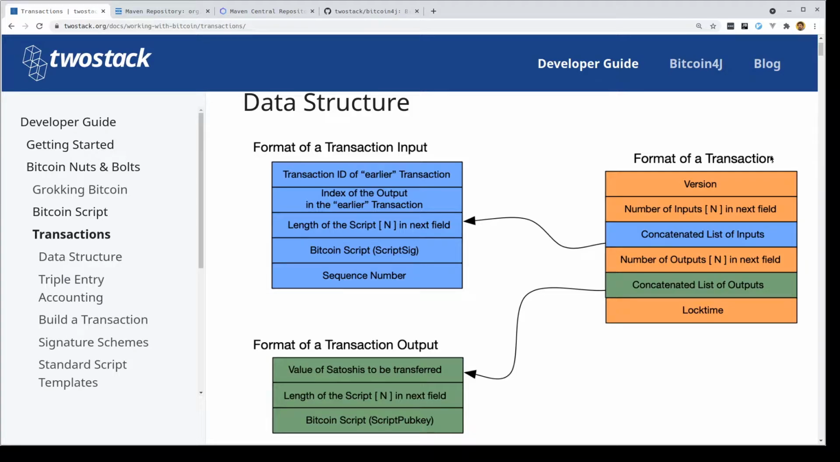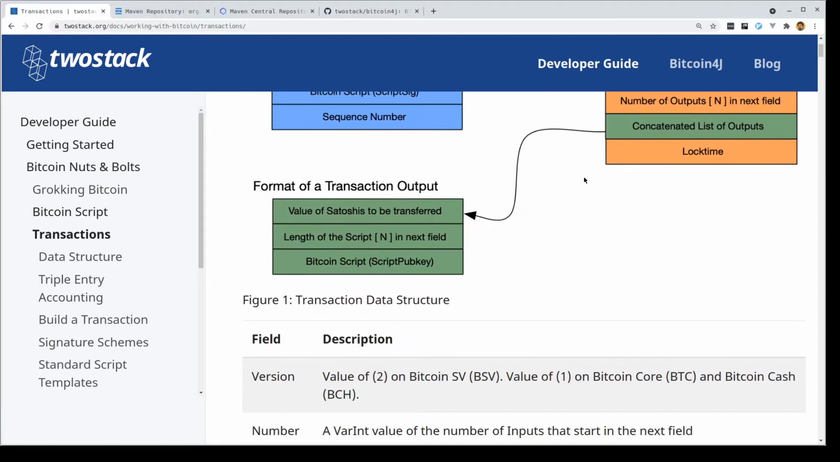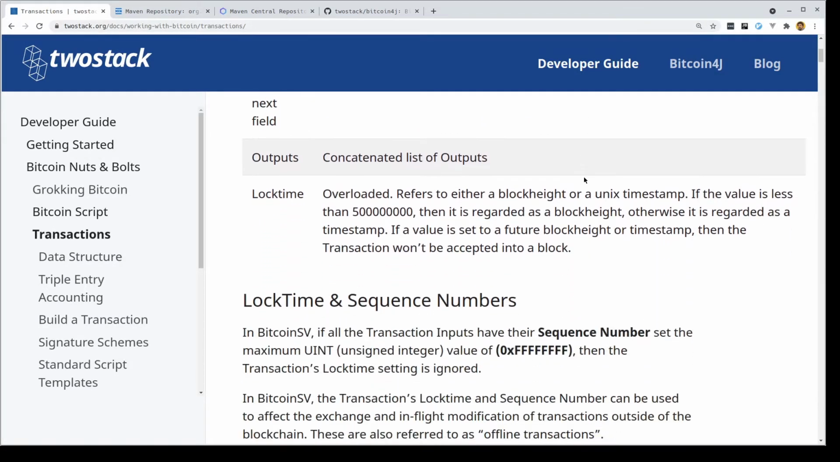Now, the format that this particular data structure has is documented here. Essentially, transactions have a version number. There is a number of inputs and the number of outputs. And then there is a lock time at the end. I won't explain each of the individual fields in this video, but the documentation does go into the details of what it is. They are explained in the documentation.